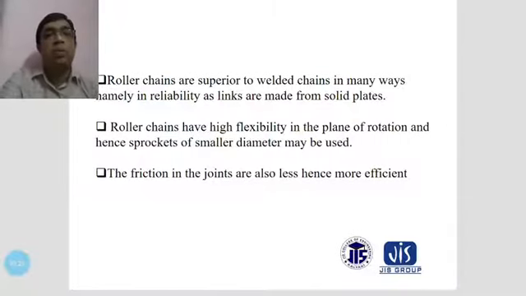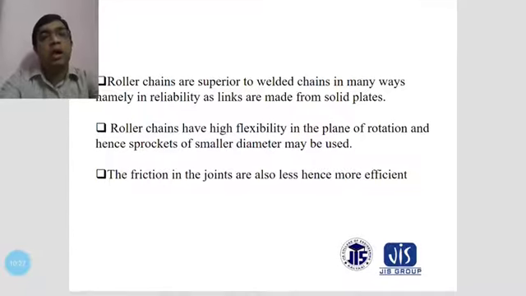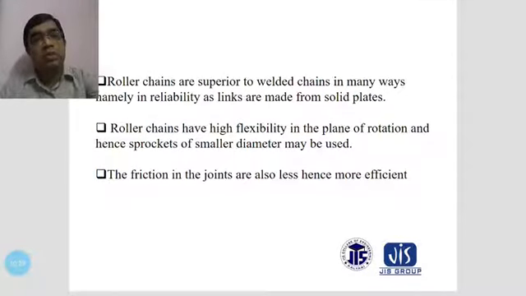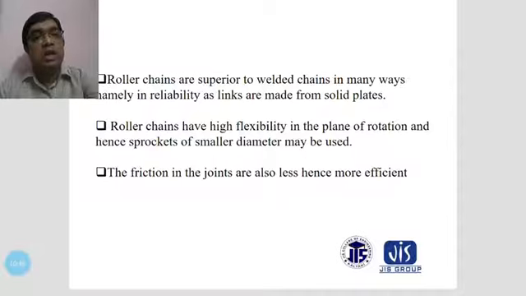The movement can be in any direction, and no difficulties arise during the movement of materials from one place to another. You also have to handle your materials properly when you transfer them from one station to another, and these will be the benefits. Another thing is that the friction in the joints is also lesser, hence it is more efficient.